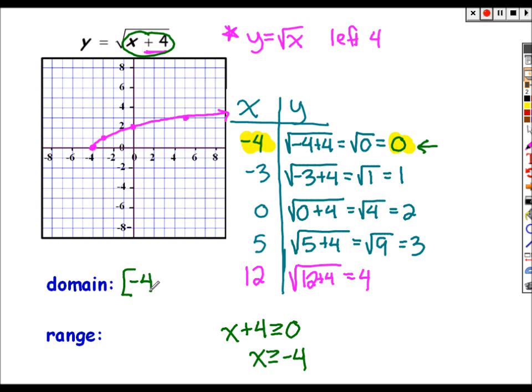Anything smaller would give me a negative number under the square root. And I can plug in anything larger. Graphically, the furthest left my graph is negative 4, and it continues on to the right. The range, I want to look at the lowest this graph dips. Well, the smallest y value I can get out is 0. And this is going to keep going upward towards infinity. So there's my domain and range for this function.